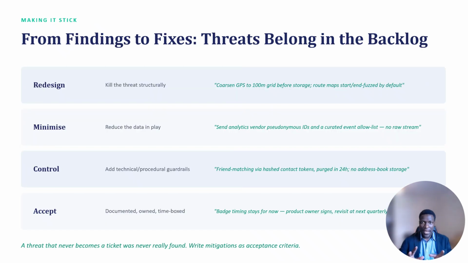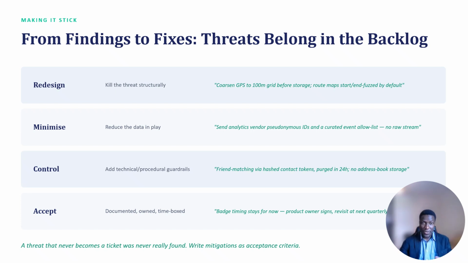The last mile: this is where most threat models die. Findings must become backlog items. Four mitigation moves, each shown with a Stridewell-flavored ticket. Redesign kills the threat structurally. For example, coarsen GPS before storage, and fuzz route start and end points by default.